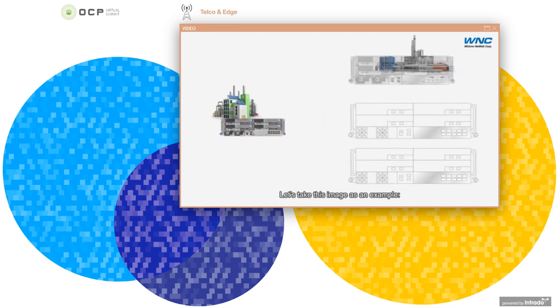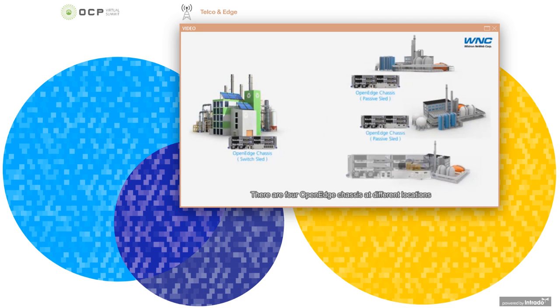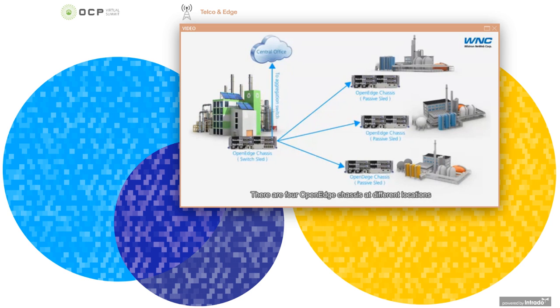Let's take this image as an example. There are 4 openEDGE chassis at different locations. Only one chassis with a switch sled is connected to the aggregation or core switch at a central office. The other 3 chassis have passive sleds and are located at the factories near the office with easy wiring installation.